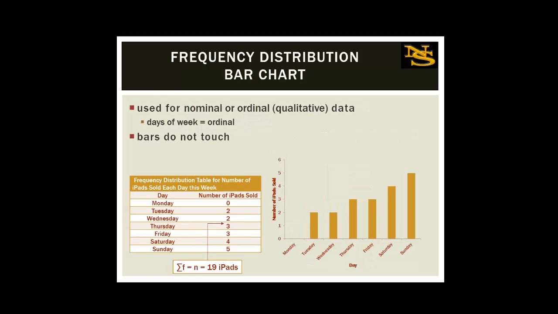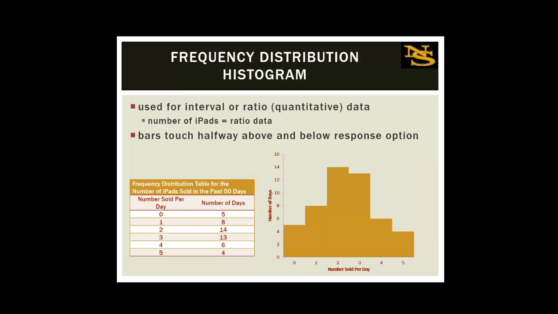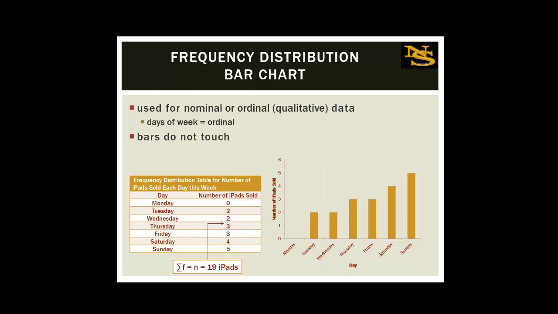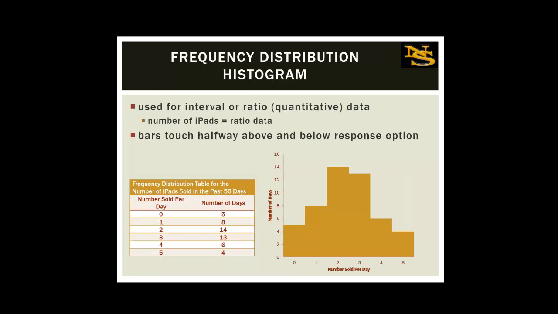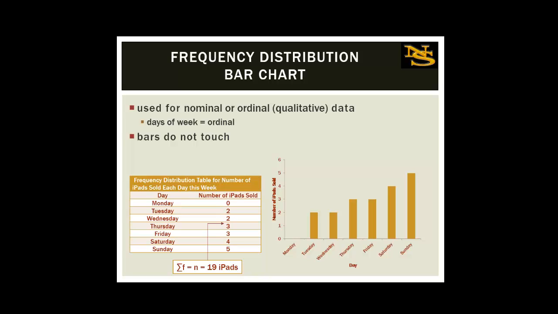Now, I mentioned bar charts before. Here's a picture of a bar chart. That's used for nominal or ordinal or more qualitative data. And in this example, we're no longer looking at how many were sold per day and how many days did we sell that many. We are looking at a single week. So before we were looking at 50 days, now we're looking at a single week, each day of the week, how many were sold each specific day of the week.